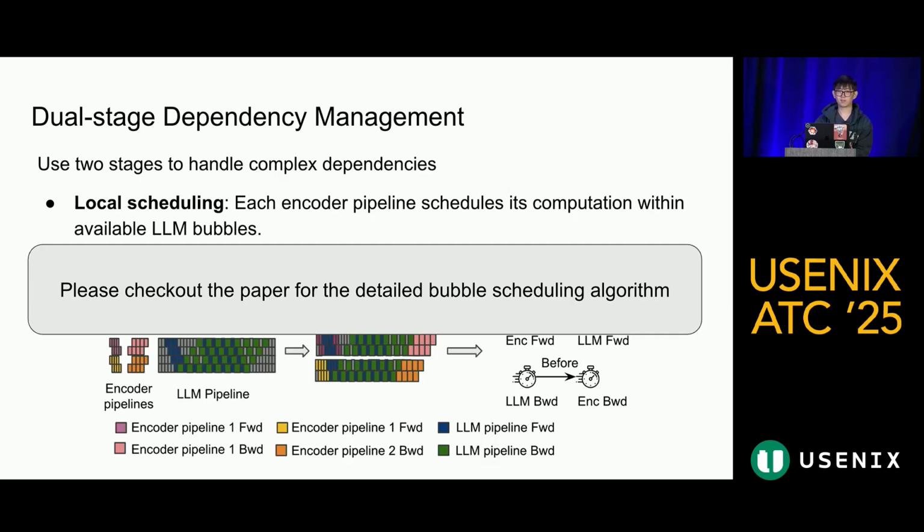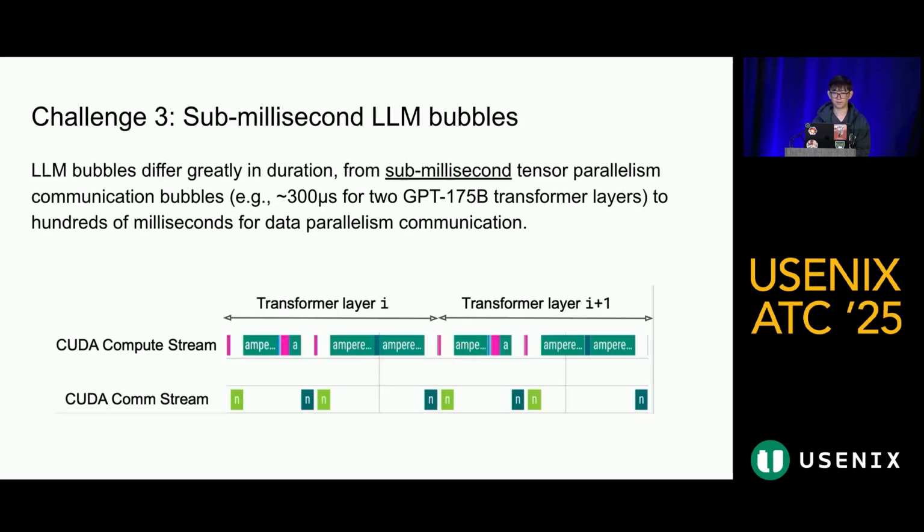The key insight is that it is an iterative optimization. For each step, we first do local scheduling, then we do global ordering, and we keep moving forward until we cannot find enough bubbles or it violates the data dependency within the training.